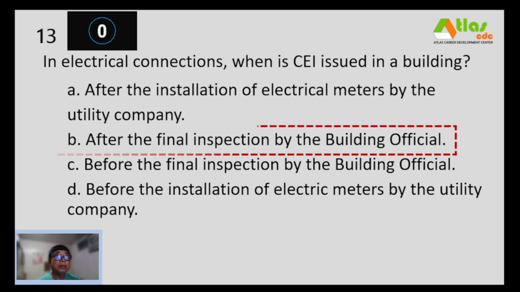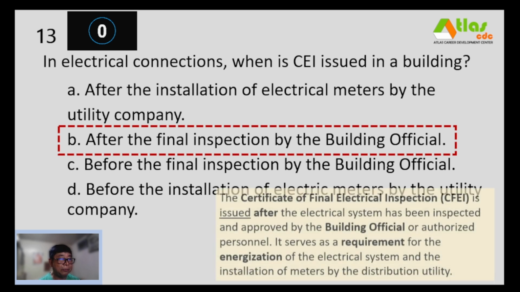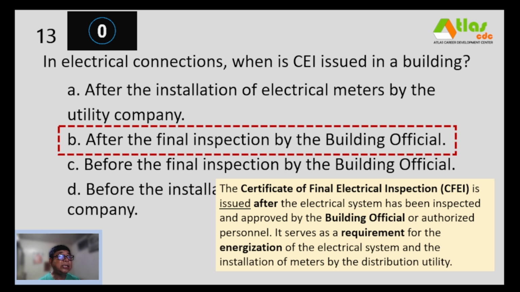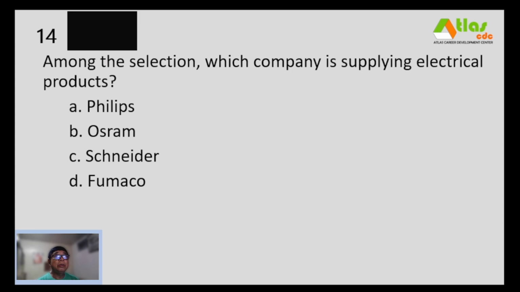And our correct answer is letter B, after the final inspection by the building official. The CEI or CFEI, Certificate of Final Electrical Inspection, is issued after the electrical system has been inspected and approved by the building official or authorized personnel. It serves as a requirement for the energization of the electrical system and the installation of meters by the distribution utility. So, hanapan kayo ng CFEI kapag mag-i-install na ng Meralco ang inyong mga metro. No?